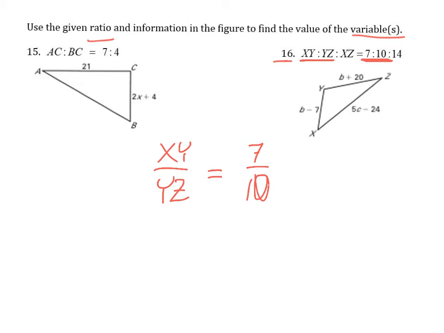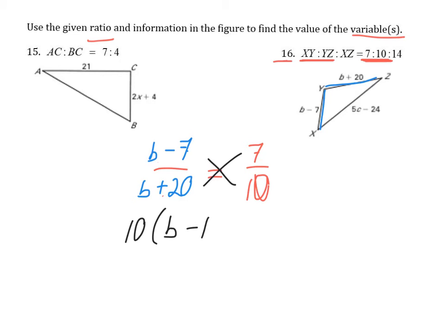Okay, now in my picture they give me more information. They give me a length for xy and yz. So I'm going to erase them, and now I'm going to replace them, xy with b minus 7 and yz with b plus 20. Okay, now I have a proportion set up. I have my variables that I'm looking for. Now I can just go through, cross multiply, and solve.